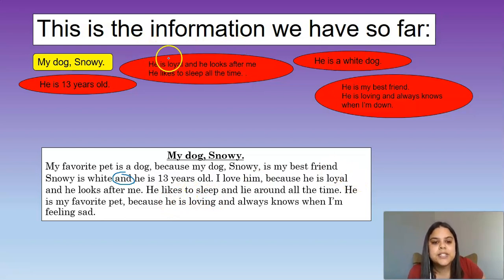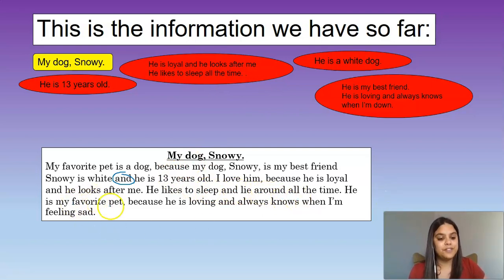He likes to sleep and lie around all the time. So even though here it says he likes to sleep all the time, I've added the fact that, as you saw in the picture, he likes to lie around all the time. So the information that you wrote in your brainstorming doesn't all have to be exactly like it is in your paragraph, grade 4s. But it is a way to kind of design it. It's a framework for you to work with. He likes to sleep and lie around all the time.